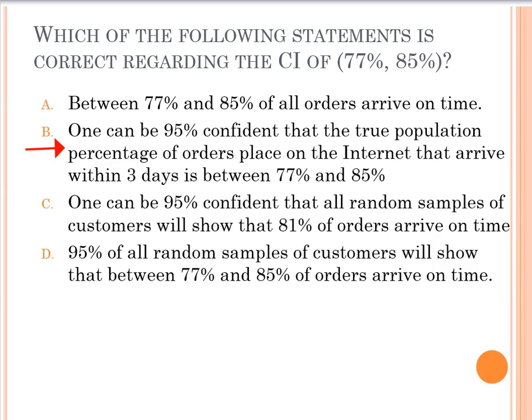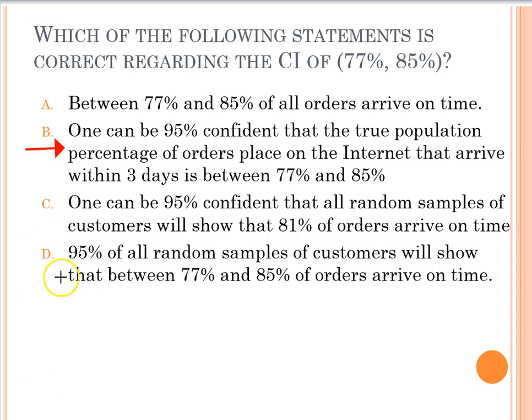Response 3 says one can be 95% confident that all random samples of customers will show that 81% of orders arrive on time. Again, samples don't vary in this statement, and we know that samples do vary. So that's why this is incorrect, because sometimes we're going to be higher than the true proportion, and sometimes our samples are going to be lower than the true proportion. This statement is saying that all random samples will be 81%, and that's just not true.